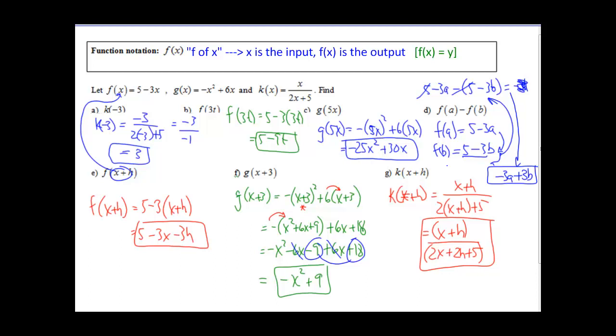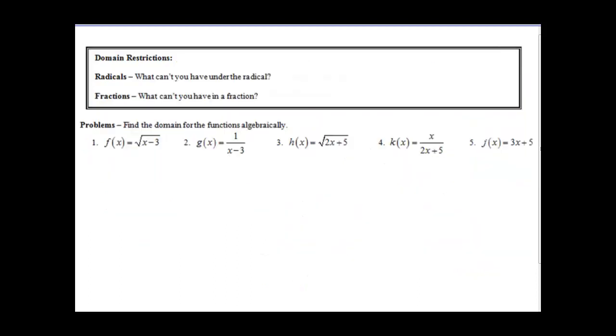Now we need to look at domain restrictions. In other words, what are certain domains that we can use and what are ones that we can't? So radicals, remember, what can you not have underneath the radical technically? We can't have a negative. Okay? In other words, inside has to be greater than or equal to 0, and then in fractions, you know we cannot divide by 0, so it needs to be not equal to 0. Because we can have negatives and we can have positives.